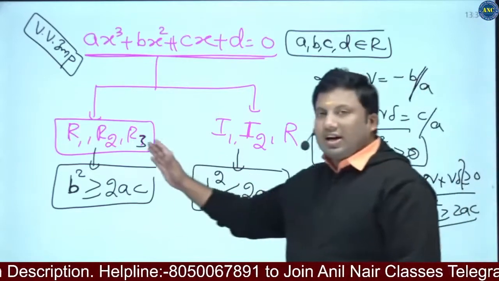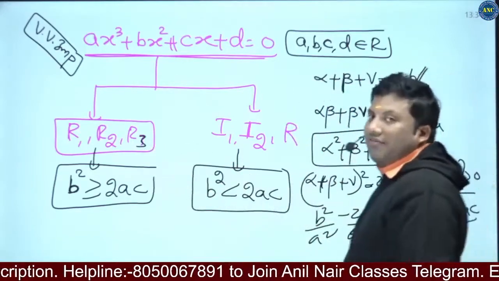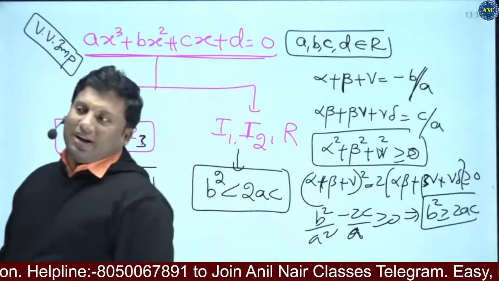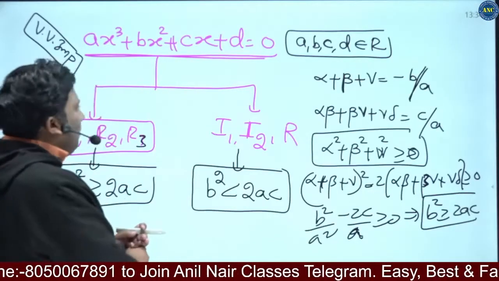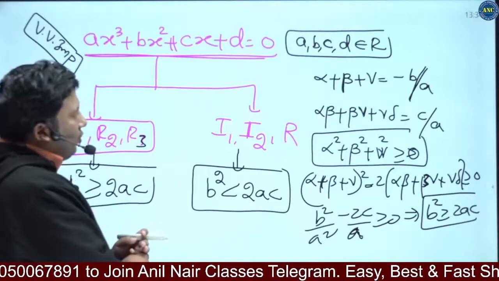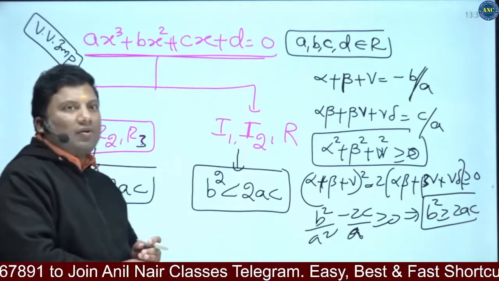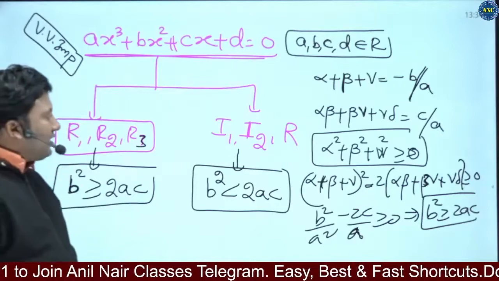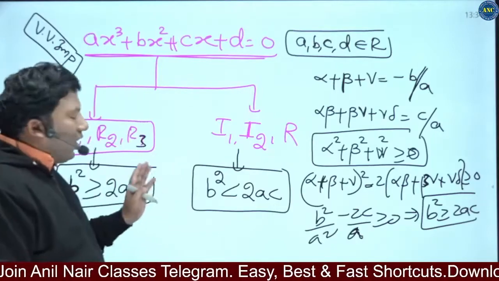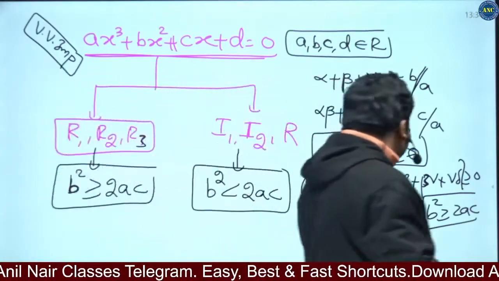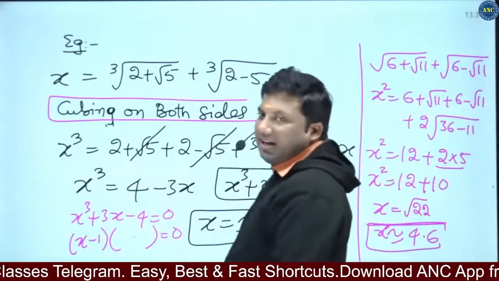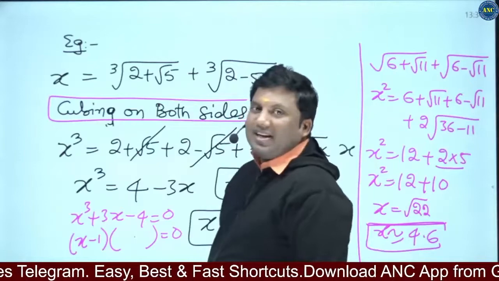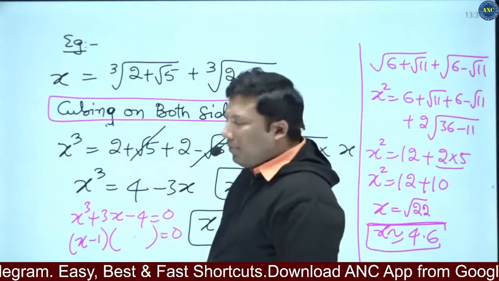If all the roots are real, a square function is always greater than or equal to 0. So B square greater than or equal to 2AC. I hope the concept is clear. How did we get the proof, and why are we doing it? You can check whether B square is greater than or equal to 2AC or less than 2AC, and depending upon it, you will get the nature of the roots.